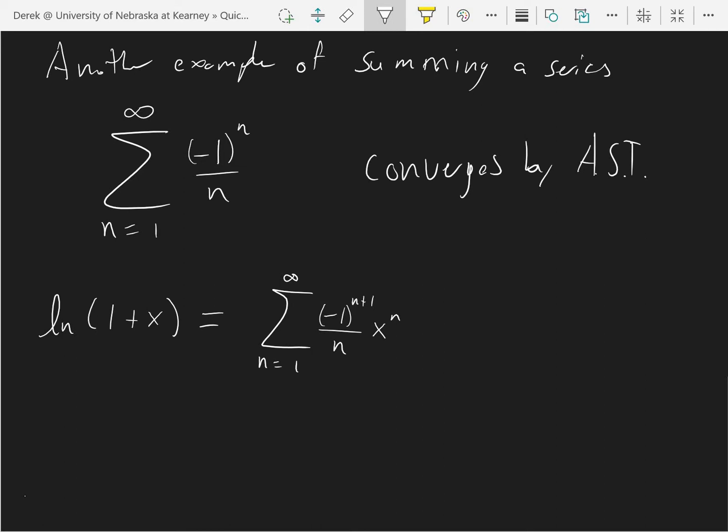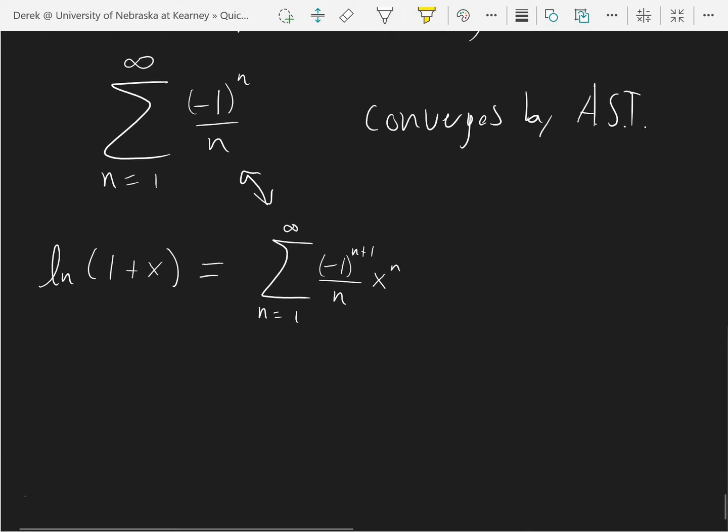This series for the natural log of 1 plus x and the series that we have written down right here are really pretty similar, especially if I evaluate at x equals 1. So let's see if we can do that. If I pull off a -1 out front, I get the sum from n equals 1 to infinity of -1 to the n over n x to the n. If I evaluate that at 1, that would be exactly the series that I wanted.